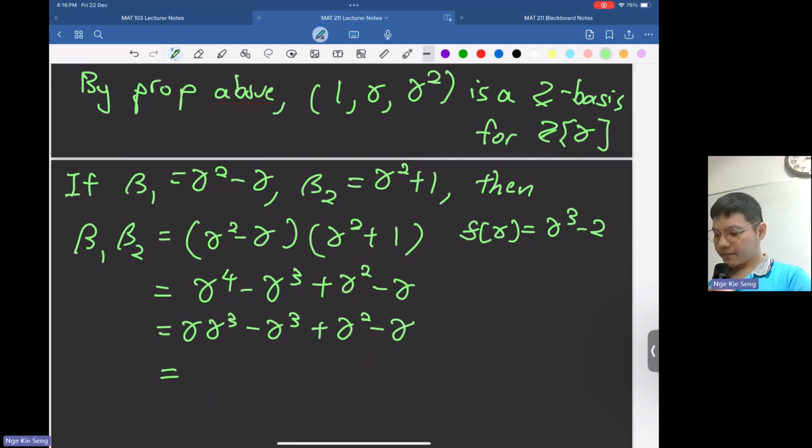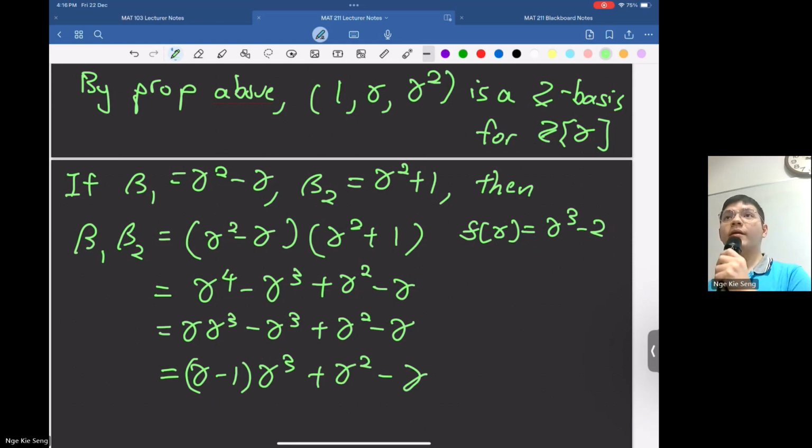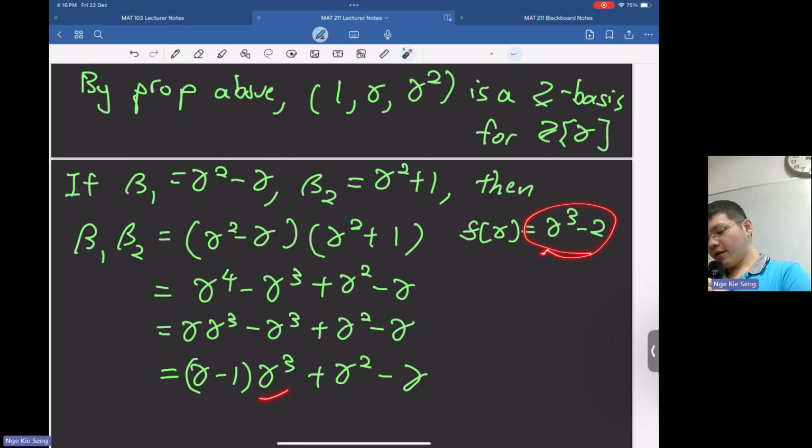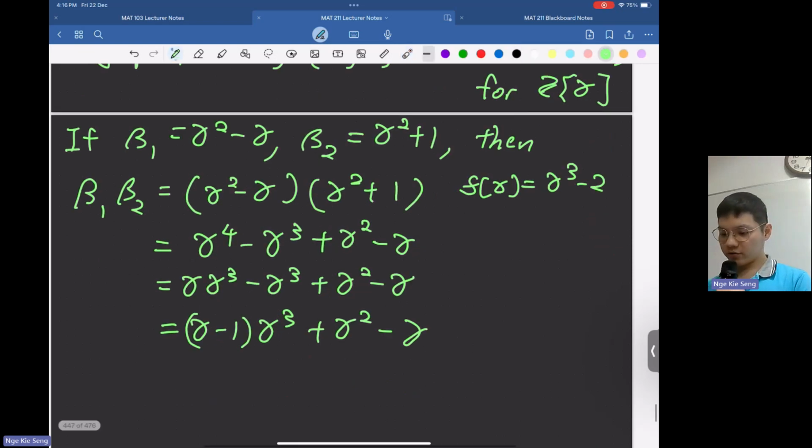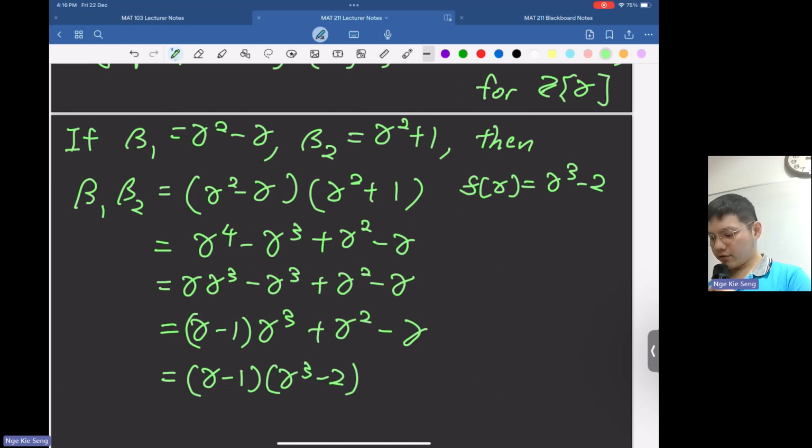Okay, and then we can try and pull this gamma 3 out first. So we can only kill gamma 3 minus 2. Okay, this is the thing living in my ideal. But I have gamma 3 here. So I need to add 2. Minus 2 or add 2 to it. So I get gamma minus 1 times gamma cube minus 2. And then I need to add it back. So 2 times gamma minus 1. That's gamma squared.